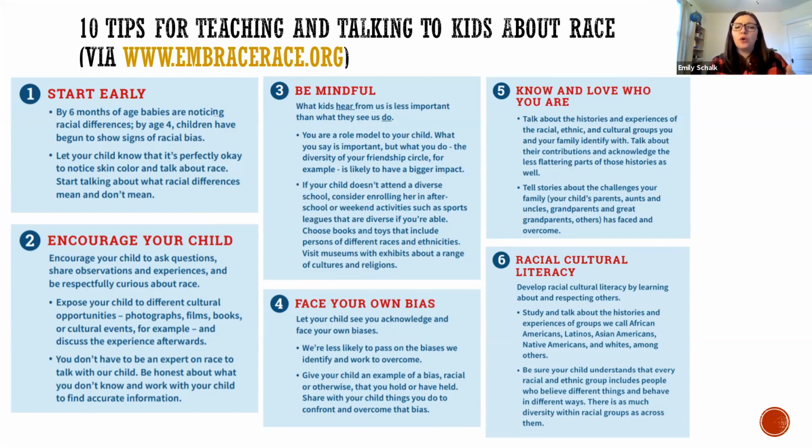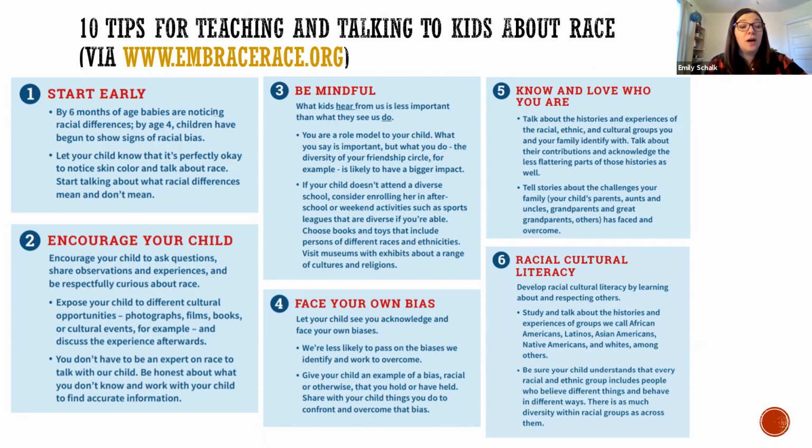I'm going to quickly go over the 10 things to keep in mind as you're teaching and talking to kids about race. As we already mentioned, starting early is a really great way to get this conversation started with your children and your students. By 6 months of age, babies are noticing racial differences, and by age 4, children have begun to show signs of racial bias. So letting your children know that it's perfectly okay to notice skin color and talk about race at an early age is really important.